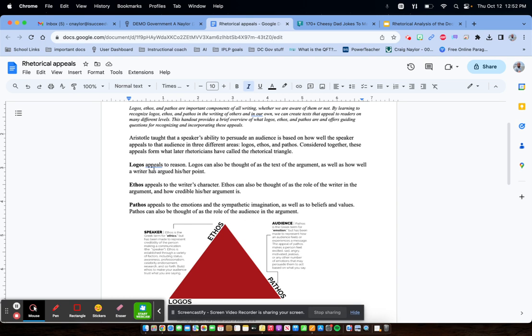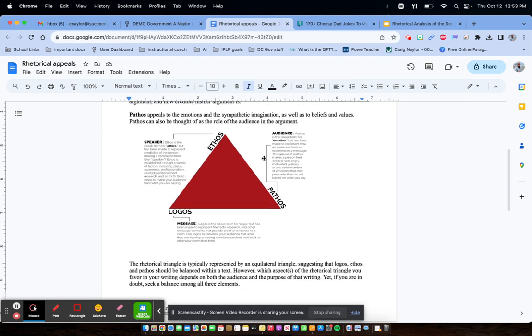So logos appeals to reason. Logos can be thought of as the text of the argument, as well as how the writer has argued his points. Ethos appeals to the writer's character. Ethos can also be thought of as the role of the writer in the argument and how credible his argument is. And pathos appeals to the emotions or the sympathetic imagination, as well as to beliefs and values. So pathos can be thought of as the role of the audience.